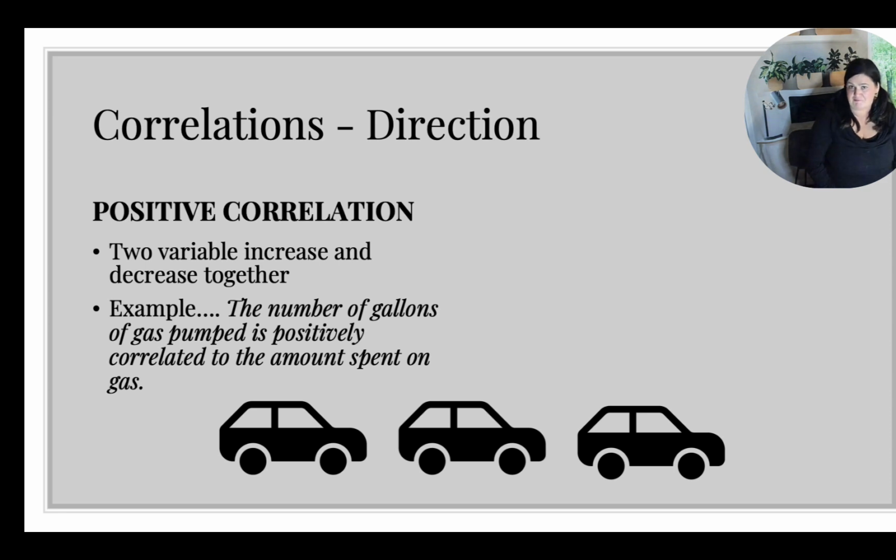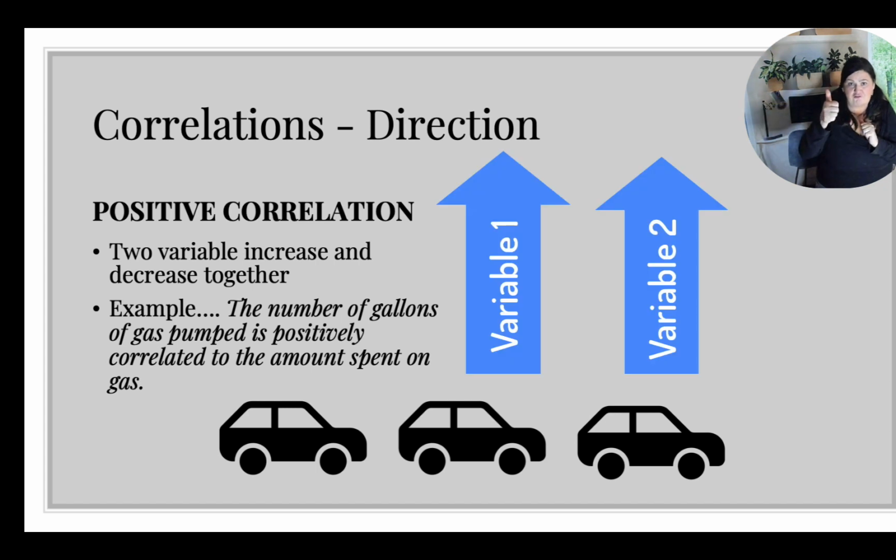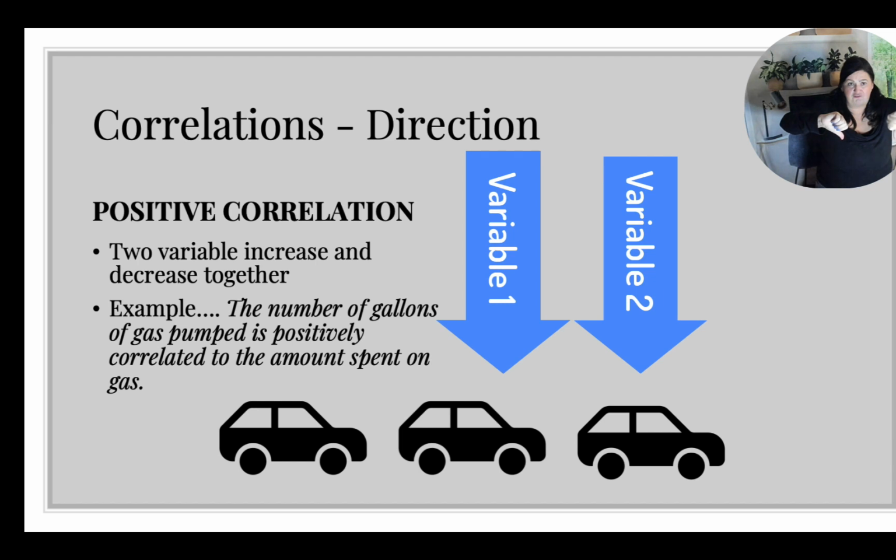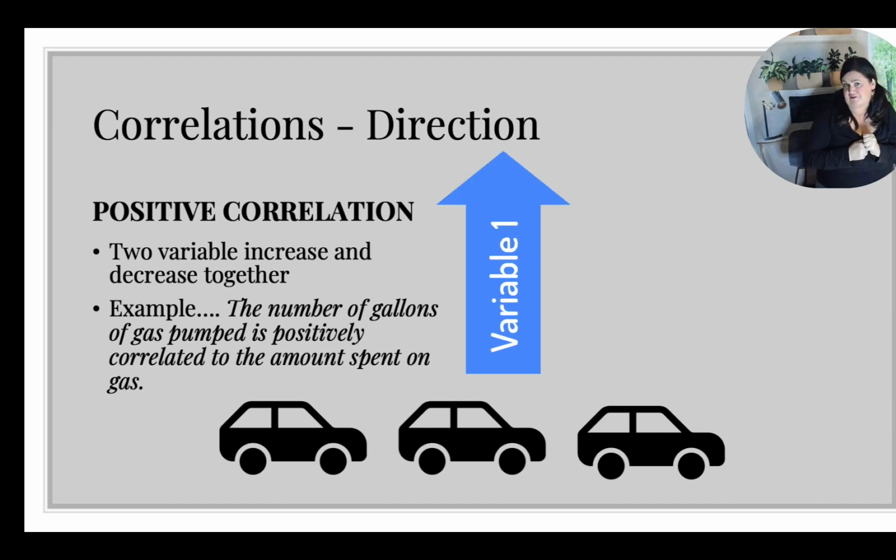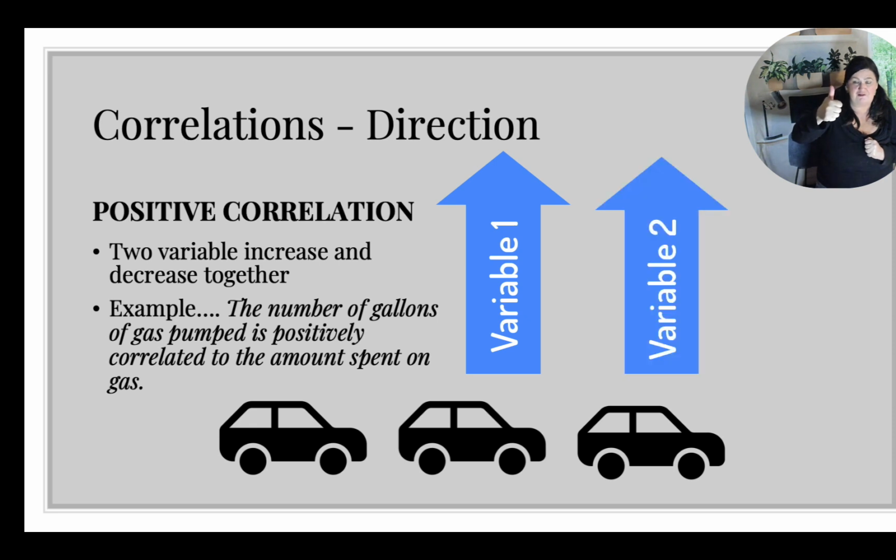An example of a positive correlation is where two variables increase or decrease together. Let's take, for example, the number of gallons of gas pumped. So as gas is pumped, it rises. It's positively correlated to the amount of dollars or money spent on gas. So the more gas you pump, the more you spend on gas.